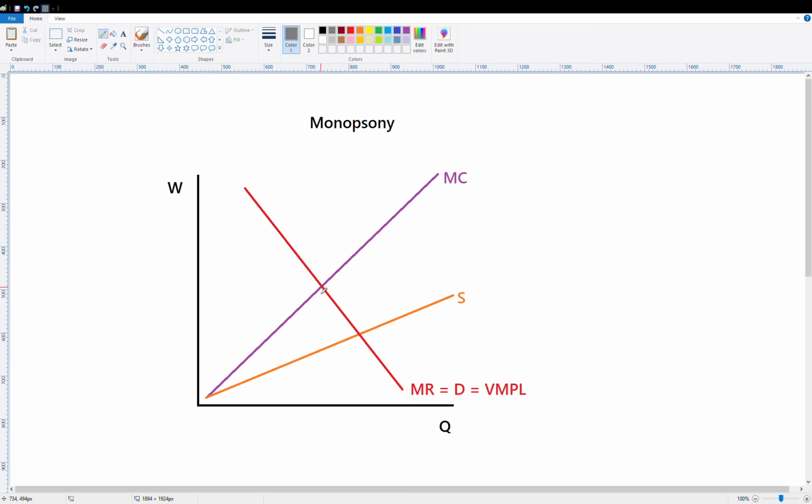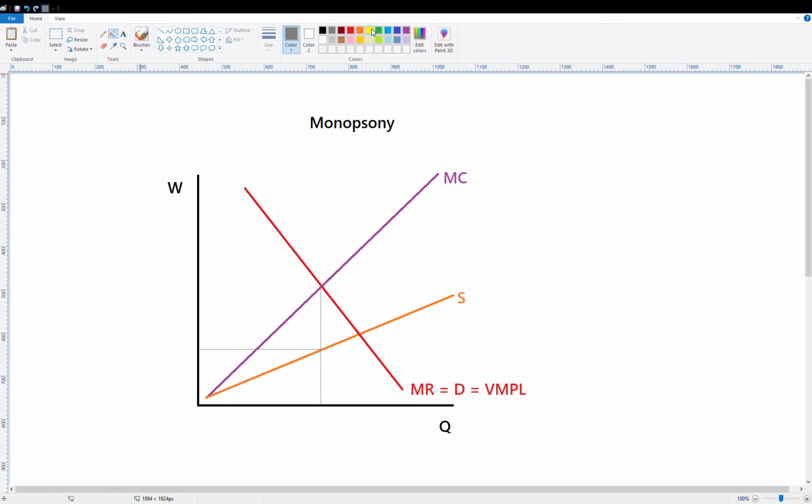So this is the quantity, but since they can pay as low as they can, they pay right where it hits the supply curve. So right here, that is the wage point. It's the exact opposite of a monopoly. In a monopoly, MR is equal to MC, but they price their goods as high as they can until they reach the demand curve. Here, at the wage point, MR is equal to MC, but they can pay their workers as low as they can, so they bring it all the way down to the supply curve.